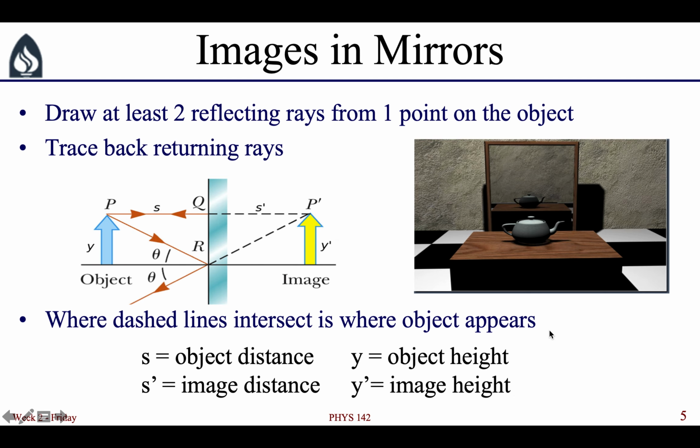So there's certain symbols that we use for some of the things involved in our ray diagram. S, as we've mentioned before, is the object distance, the distance of the object from the surface of the mirror. S prime is the image distance, the distance from the surface of the mirror to where the image appears. Y is the object height, so it's the height of the original object, and Y prime is the image height. It's the height of the reflective image.